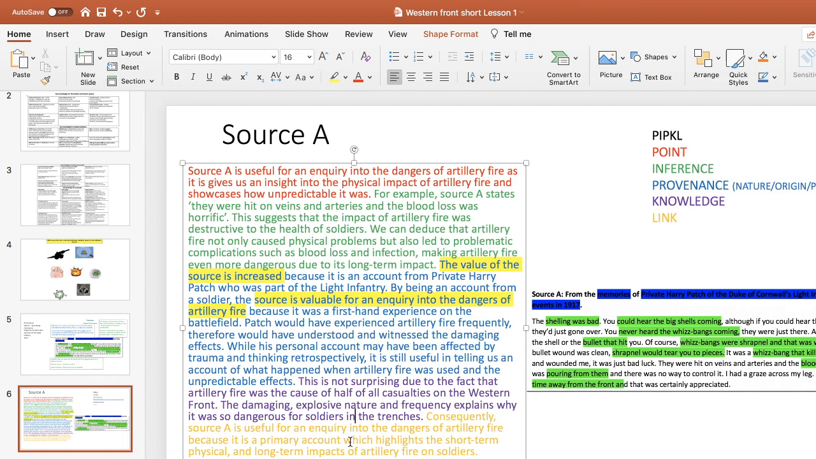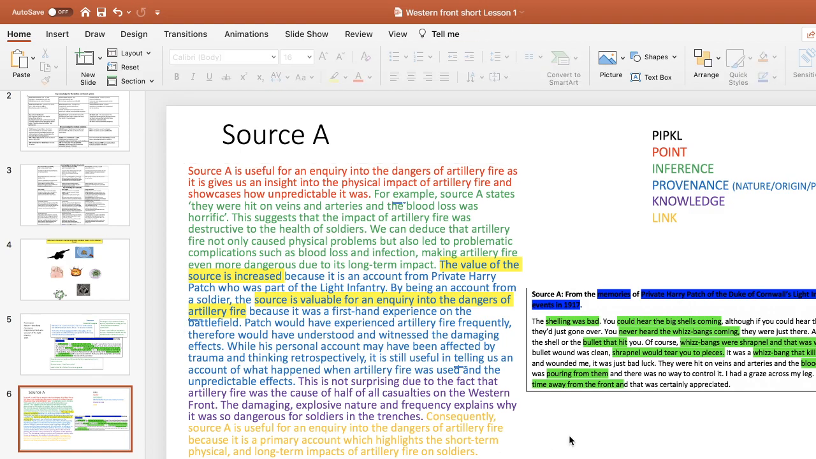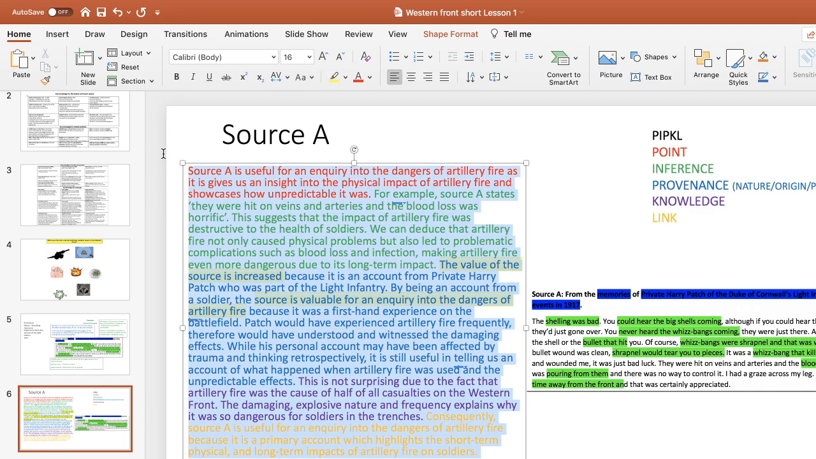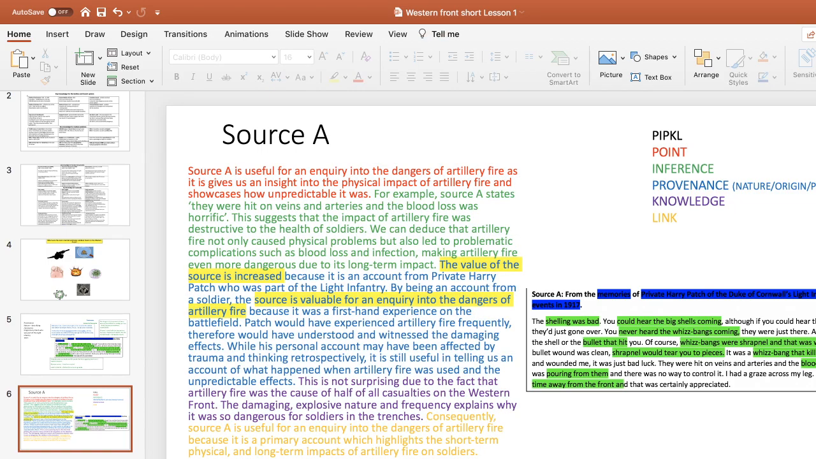Consequently, source A is useful for an inquiry into the dangers of artillery fire because it is a primary account which highlights the short-term physical and long-term impact of artillery fire on soldiers. And that is what you need to be doing. So this is a model paragraph on source A.